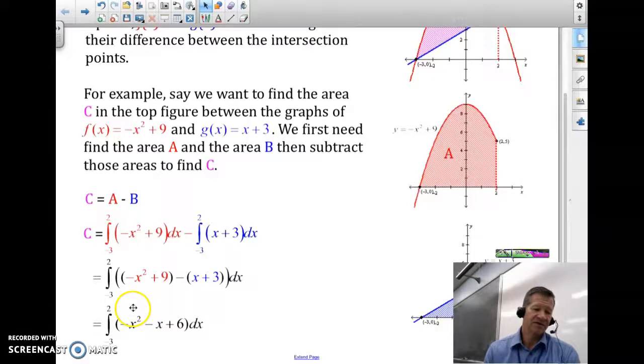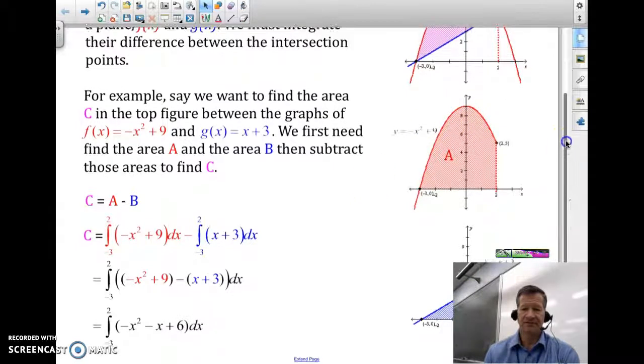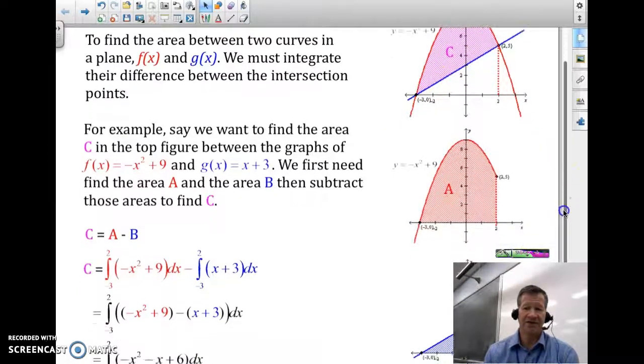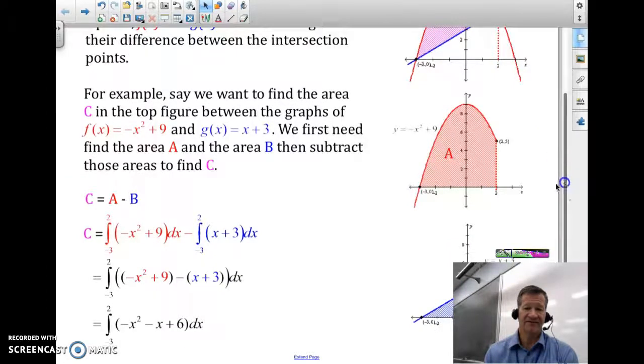Now, some of these integrals you're going to find will be difficult to find using antiderivatives. This one is not. This one would be pretty simple. But we'll be able to then evaluate that integral. So the purpose of this page is to give you a sort of geometric look at how we can find that area by subtracting the areas underneath the graphs of each of the respective functions. So let's do a few examples.